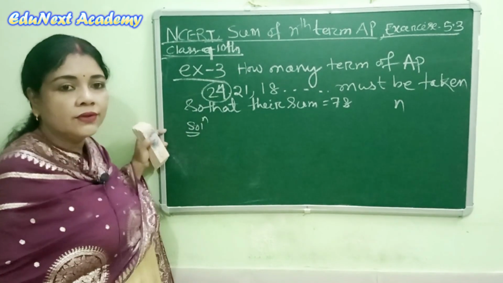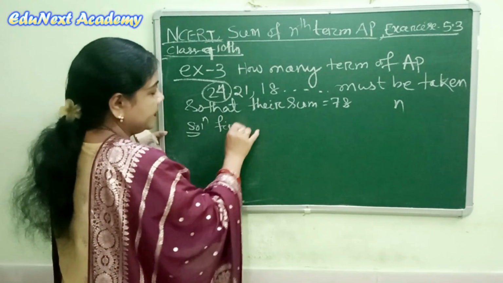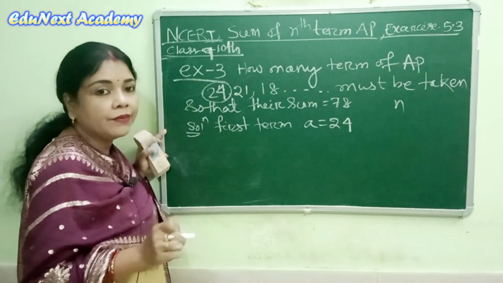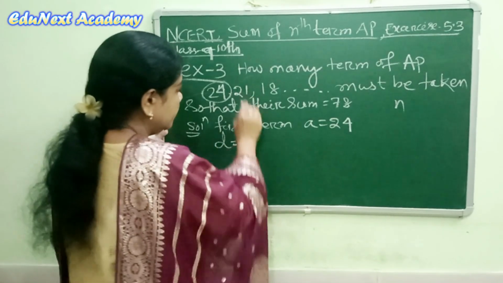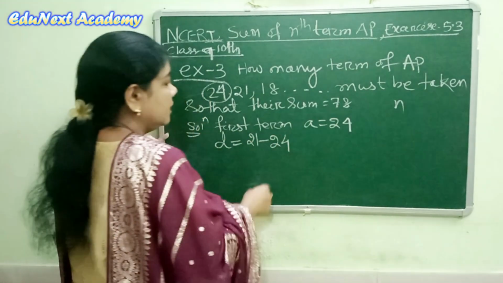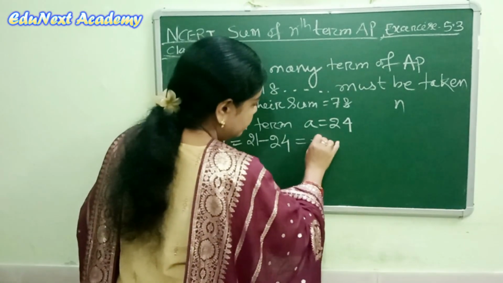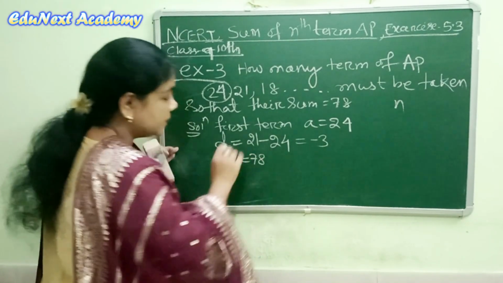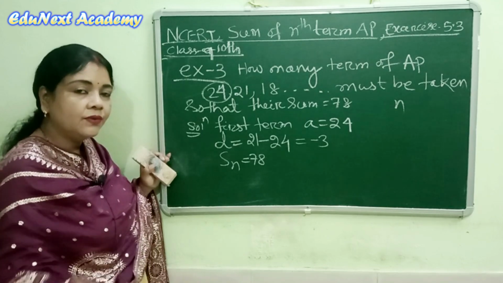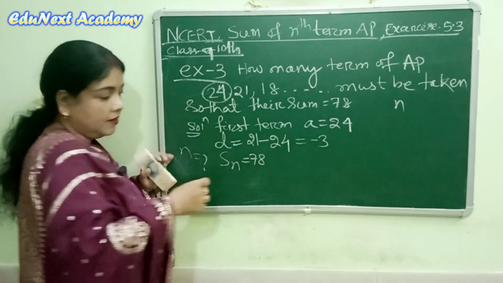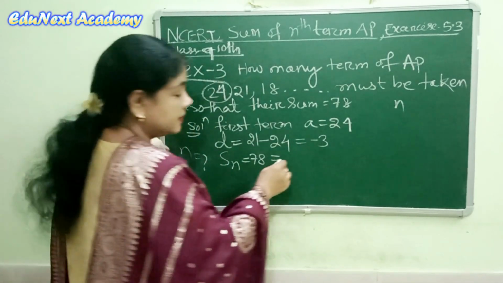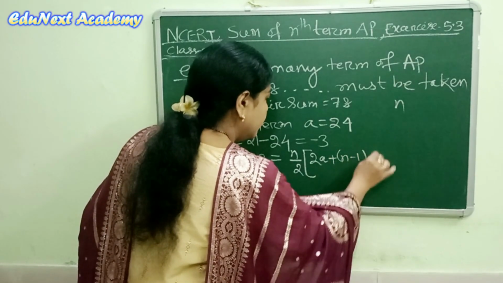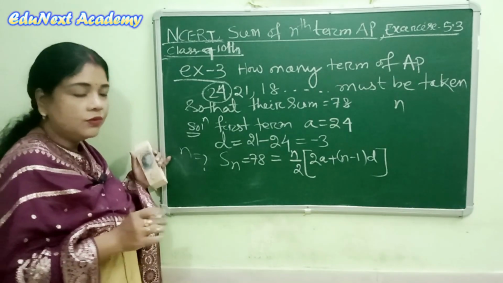So here the first term a is 24. Now the difference d is equal to 21 minus 24, which is equal to 18 minus 21, that is equal to minus 3. Now here Sn is given as 78. What do we have to find out? We have to find n. Now let us put the values in the formula, that is n by 2 whole into 2a plus n minus 1 into d.